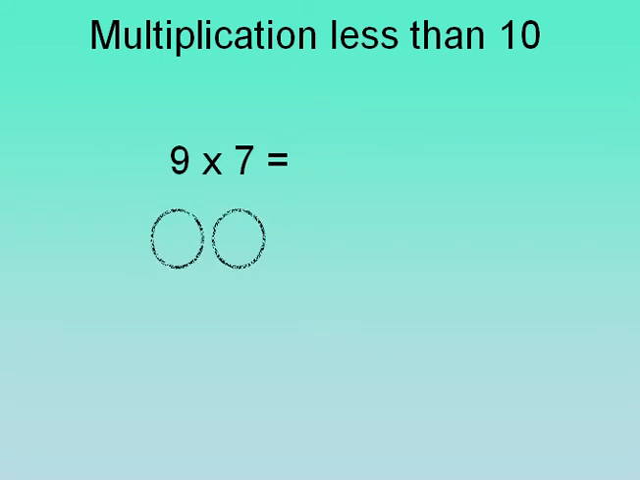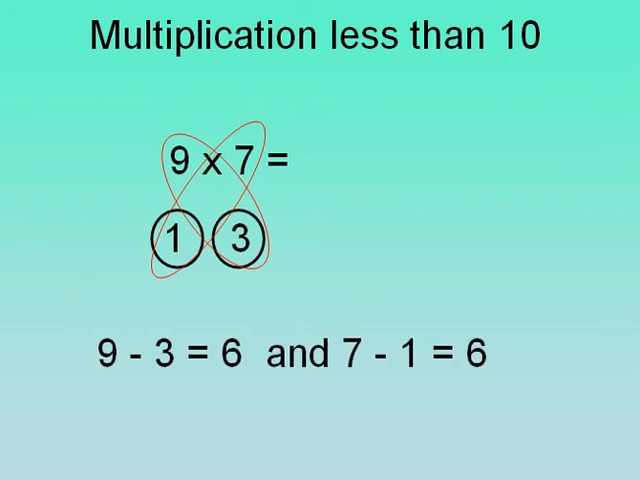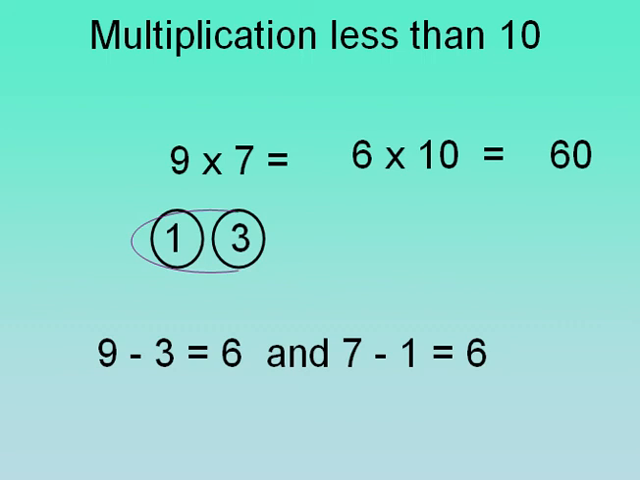We draw circles under the 9 and the 7. Now 9 and 1 makes 10, and 7 and 3 makes 10. We subtract on the diagonal. We multiply the result 6 by 10 to give us 60. And we now multiply the circled numbers and add them to the 60.